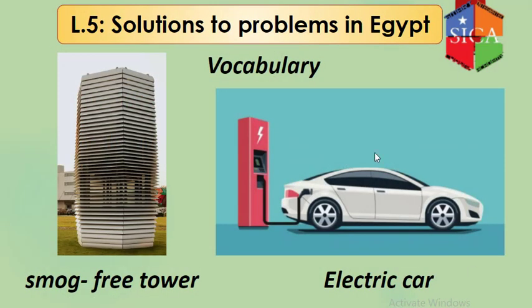Lesson 5. Solutions to problems in Egypt. We start with vocab, of course. We have smoke-free tower, and we will know its usage in the text.